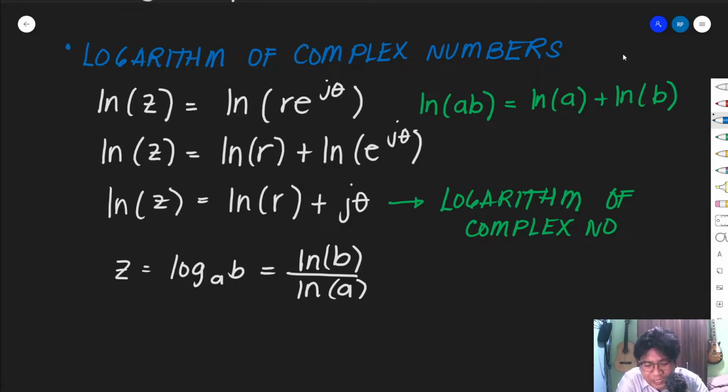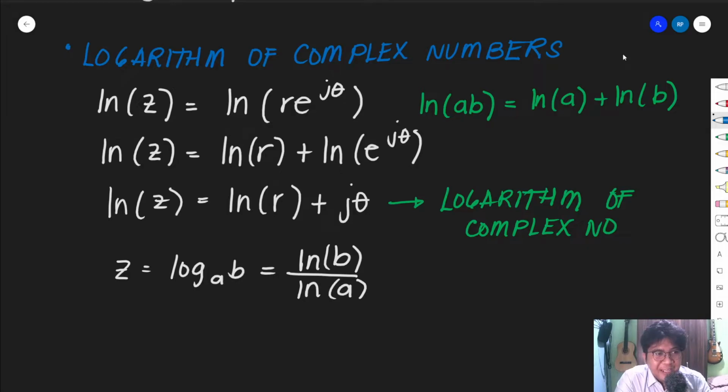So kunin natin yung natural logarithm. So we have ln z, or the natural logarithm of z, is equal to the natural logarithm of r e raised to j theta. And alam natin in the rules of logarithm, okay, let's say we have two terms, a and b. Ln of a times b is equal to the natural logarithm of a plus the natural logarithm of b.